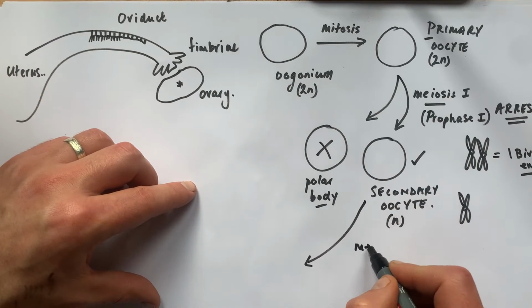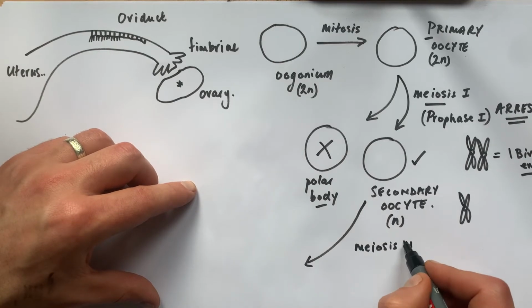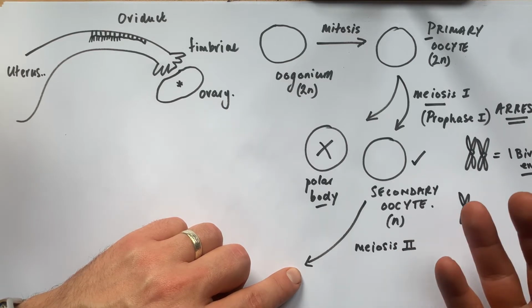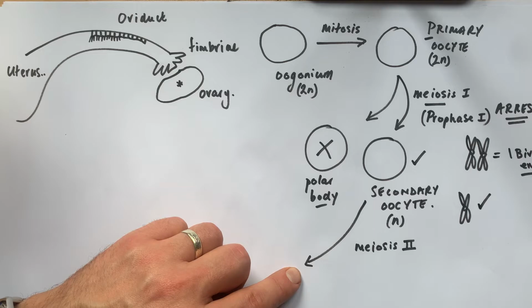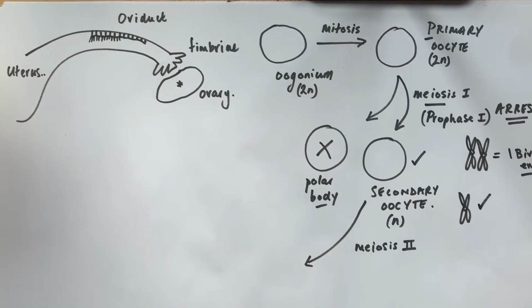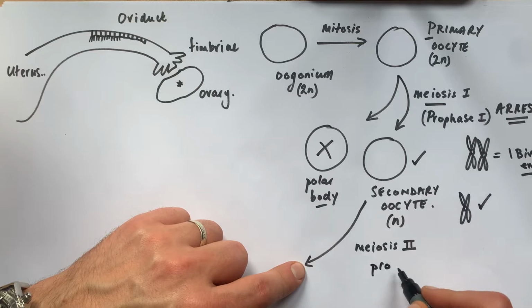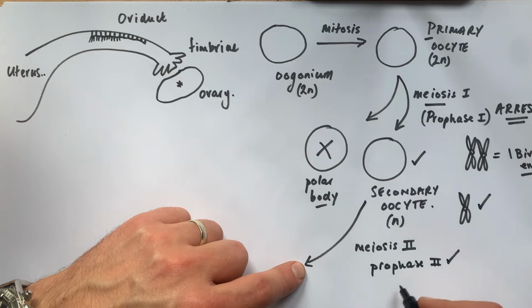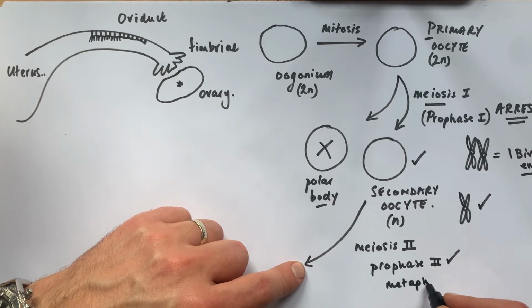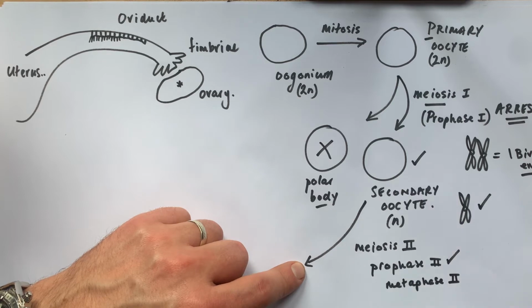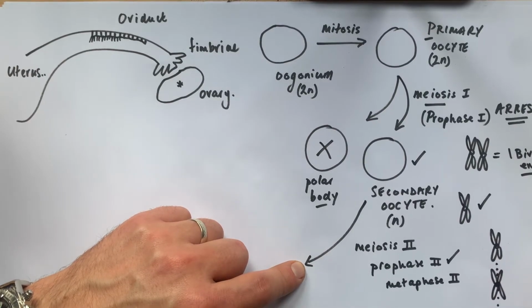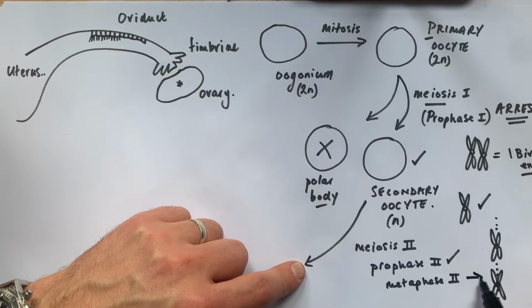meiosis 2. So in meiosis 2, obviously the chromosomes are super condensed and we can see them, they're still replicated. There's 23 chromosomes here, and prophase 2 is going to finish. Metaphase 2 is then going to start. And in metaphase 2, the replicated chromosomes are going to align down the equator of the cell. So this would be metaphase 2 here.